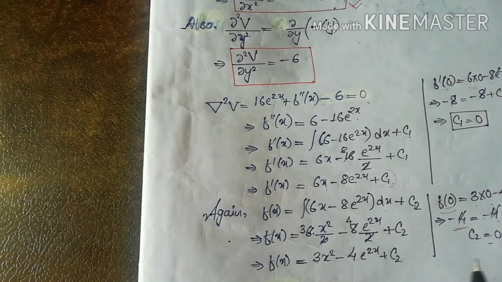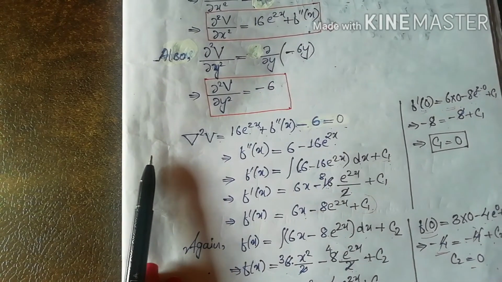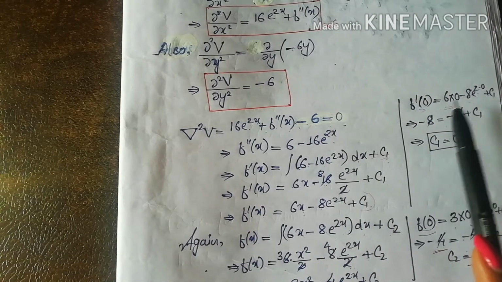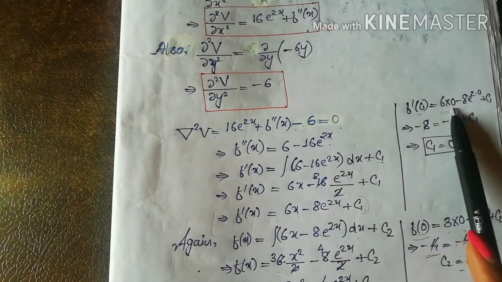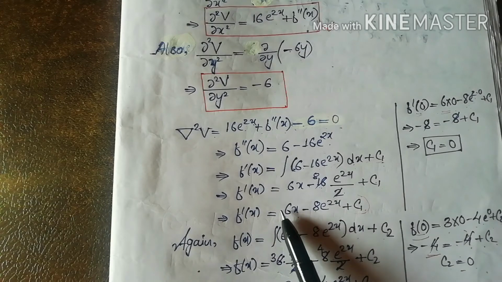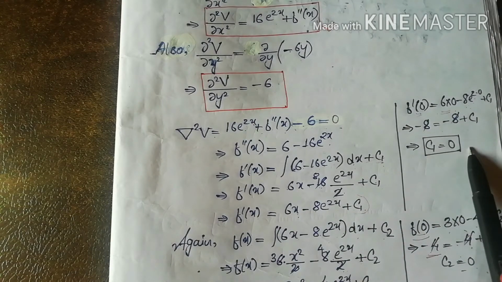Now if we substitute x to be 0 in this equation, what will we get? f prime 0 is equal to 6 into 0 minus 8 e to the power 2 into 0 plus c1, meaning we have to put x equals to 0. That will give us c1 is equal to 0.